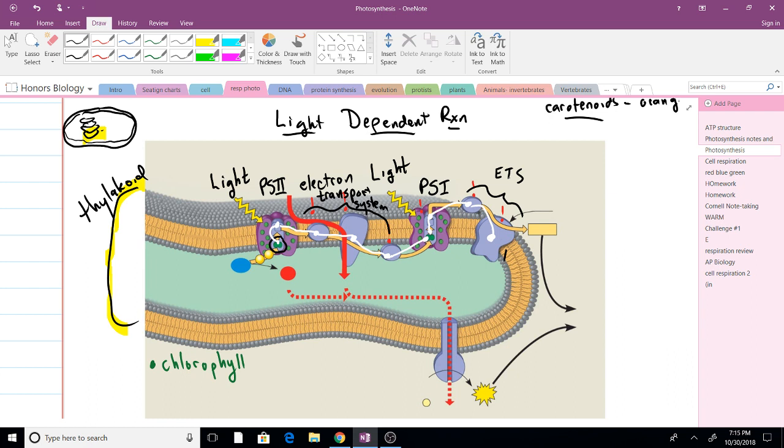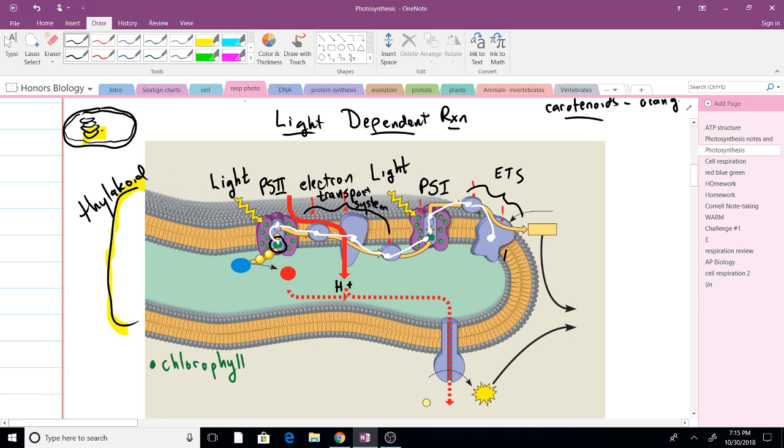Now, there's something unique about this middle one, though. Notice this arrow that's indicating something going in. And that something going in is going to be hydrogen ions. These are really just positive charges. They're protons.